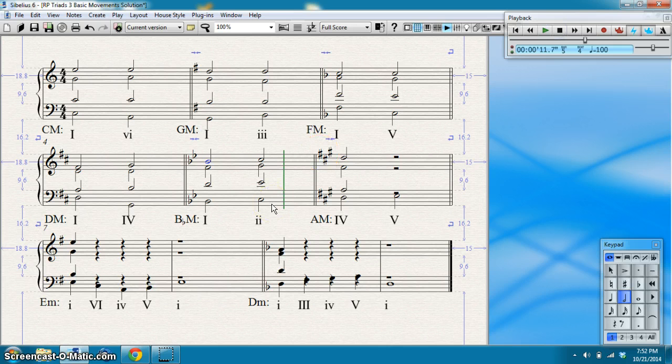So notice that has parallel octaves, B flat to C, in both the soprano and bass. And it also has parallel fifths between the bass and the alto. B flat up to F as a perfect fifth, and C up to G as a perfect fifth. So this eliminates all the voice independence we want. It's very smooth, but it doesn't have any voice independence.